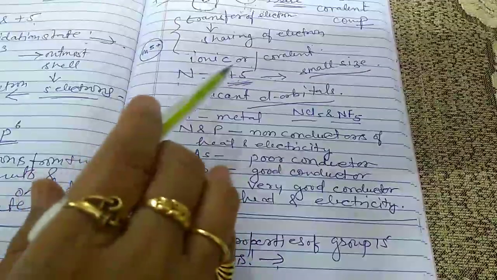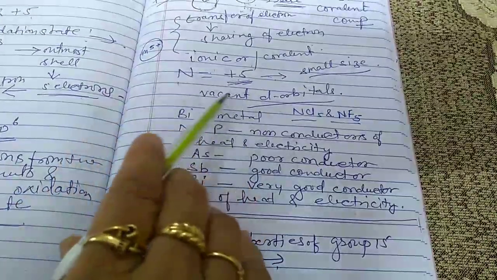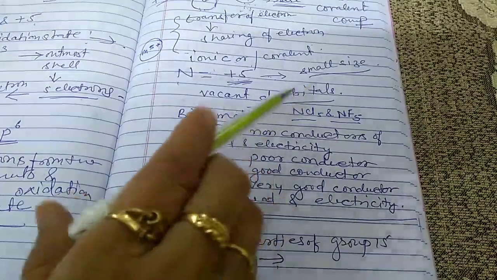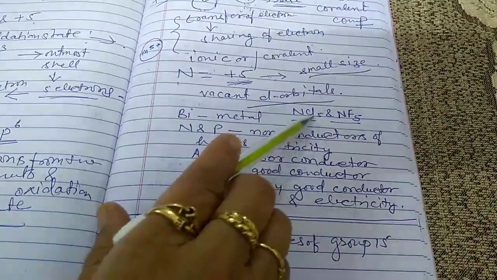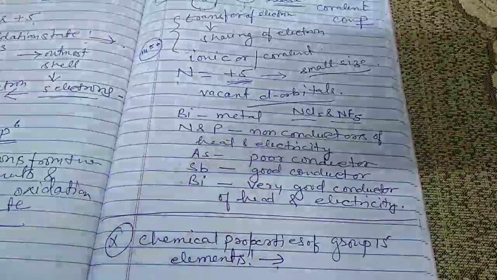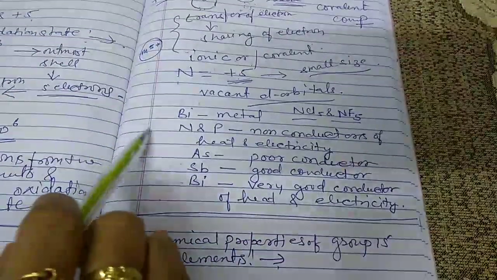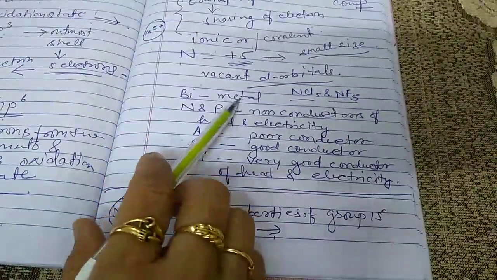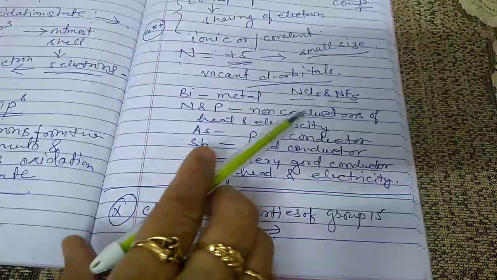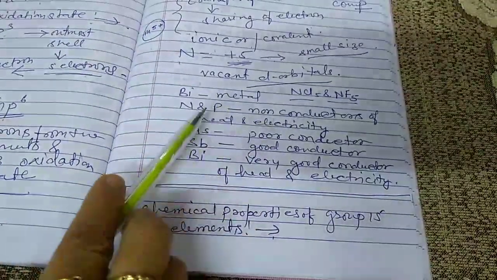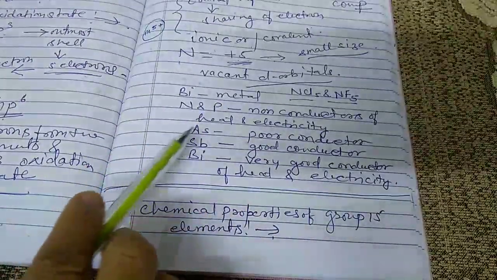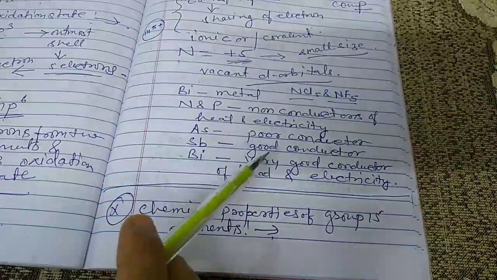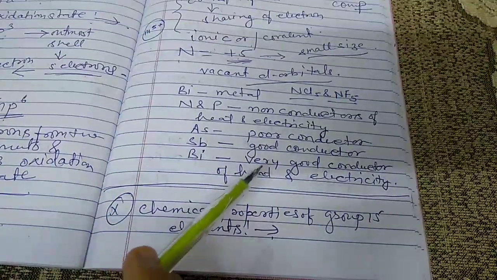The basic reason behind it is that nitrogen doesn't have a vacant d orbital, so it doesn't form NCl5. NCl5 doesn't exist, and NF5 also does not exist. Now we have discussed bismuth, that it is a metal. Nitrogen and phosphorus are non-conductors of heat and electricity, because they are non-metals. Arsenic is a poor conductor, antimony is a good conductor, and bismuth is a very good conductor of heat and electricity.